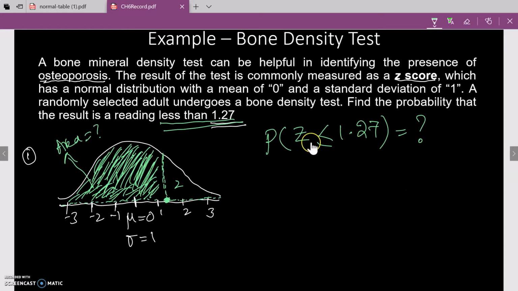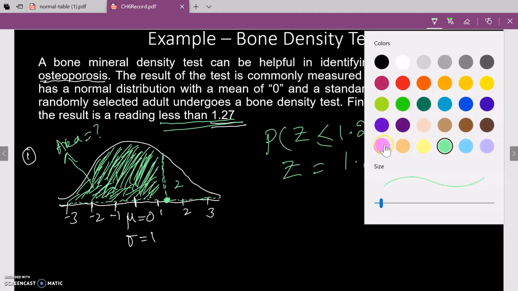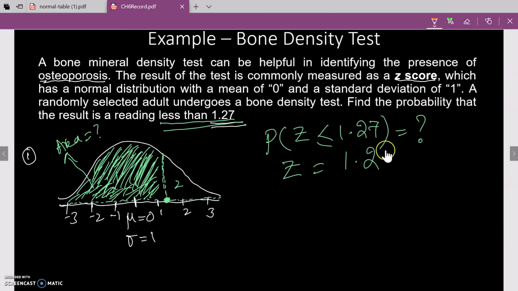Now this probability can be found by a table, by hand computation, or by using technology. I will show you both procedures. First, I will show you how you can find this value by using the table. So our z-score is 1.27.